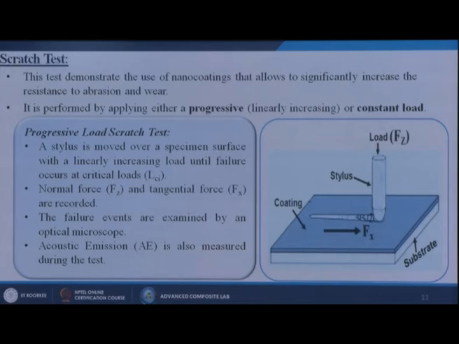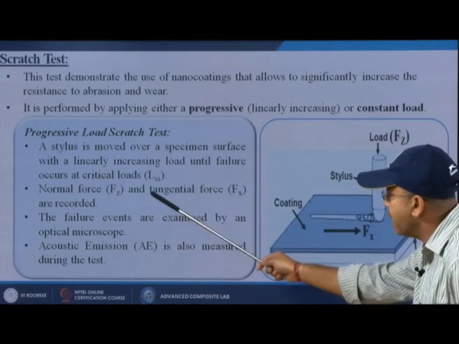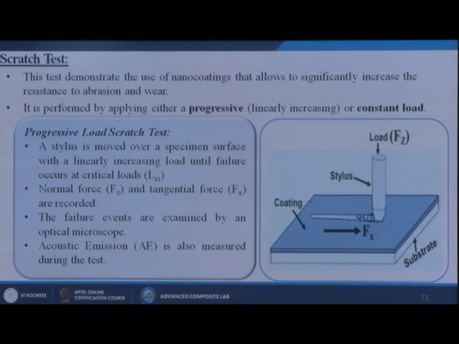So, in the progressive load scratch test, a stylus is moved over a specimen surface with a linearly increasing load until failure occurs at critical loads. Normal force and the tangential force are recorded. The failure events are examined by an optical microscope. So, whatever scratch it is forming, by seeing it in the optical microscope we can easily check how much depth my pin has gone, whether the virgin surface of our substrate has come out or not. Then acoustic emission is also measured during this test. So, this is about the scratch test.